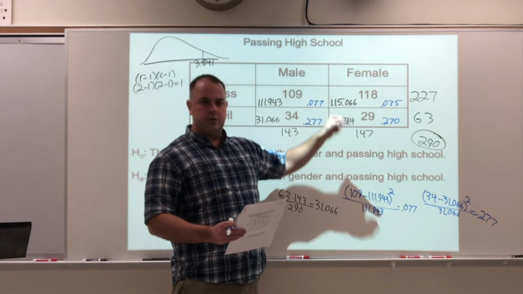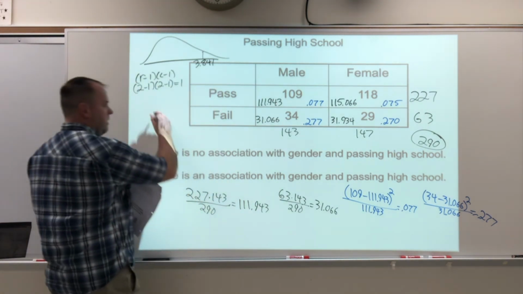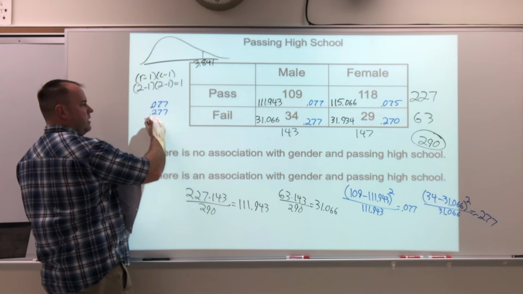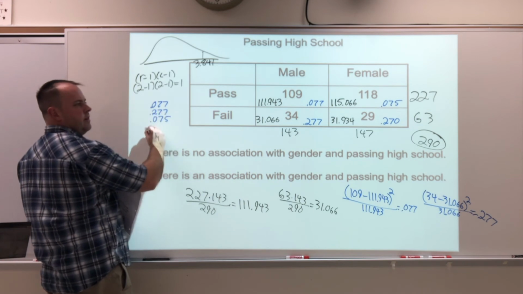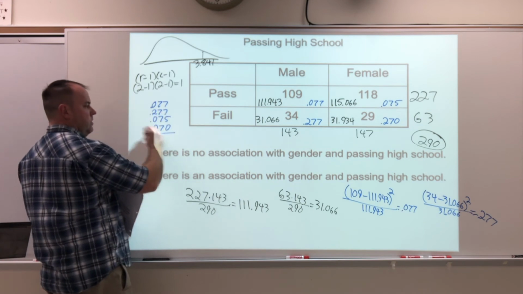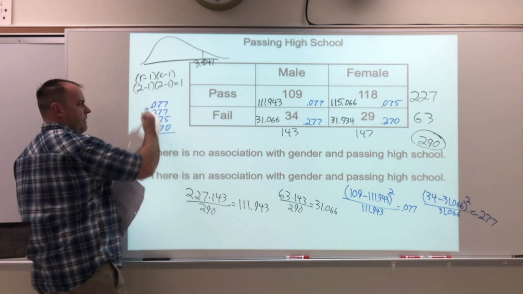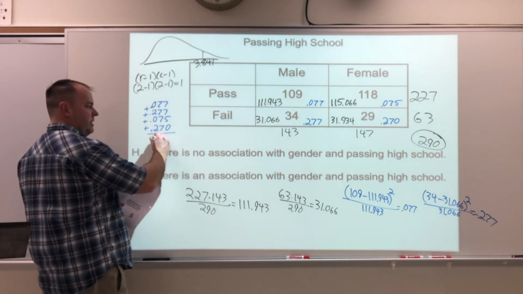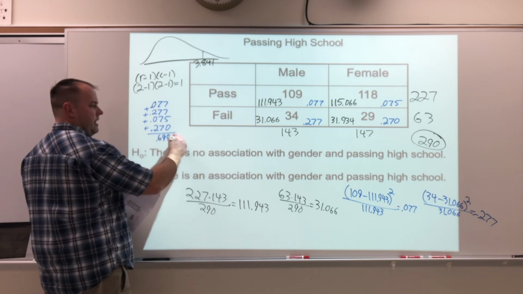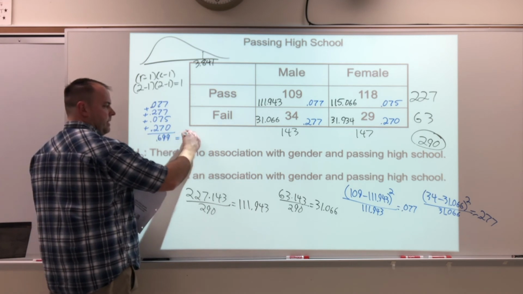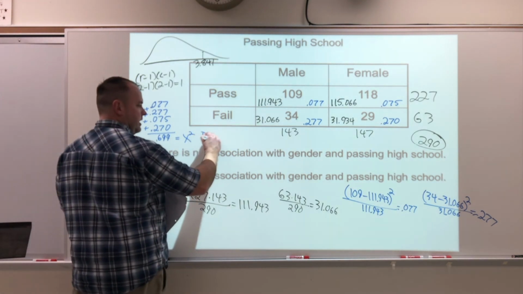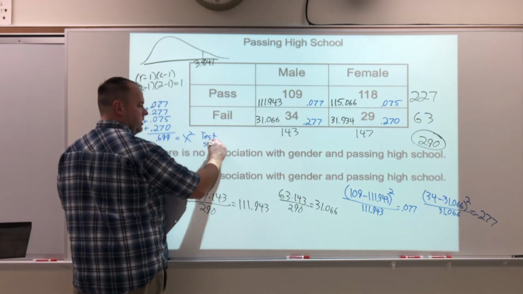Now I'm going to take all those blue values and add them up. 0.077, 0.277, 0.075, 0.270. Add all those up and our test stat should be about 0.699. Write a little chi-square symbol there, or if you just want to write test stat to let me know that's what that value is, that'd be good.